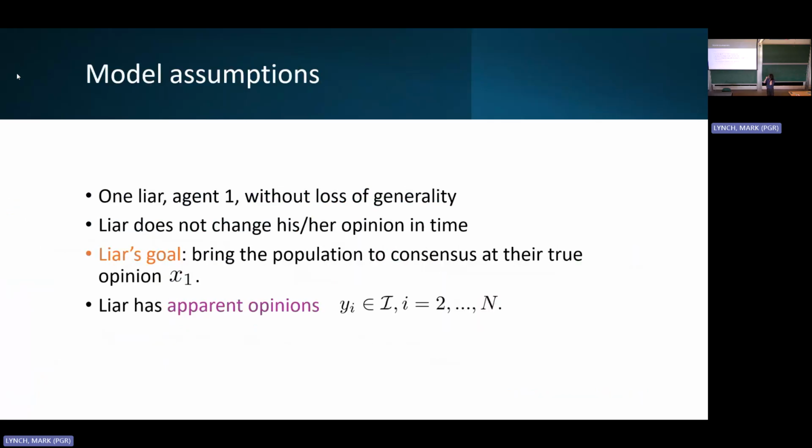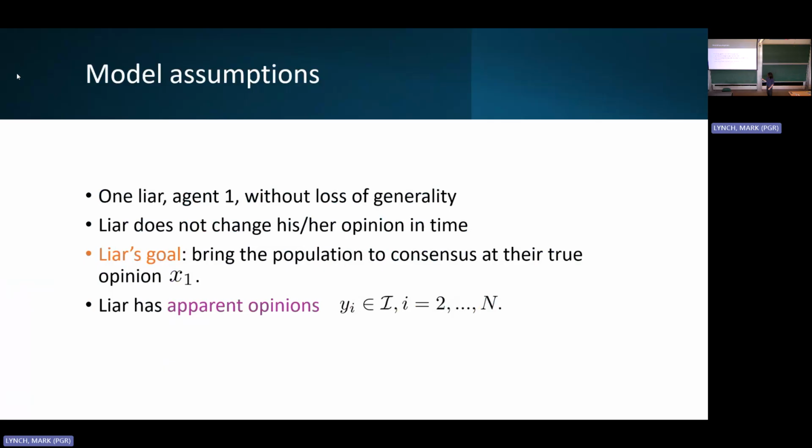So here are the model assumptions for the lies. We're going to assume that there's only one agent lying. I'm going to call it agent 1 because it's easier notationally, and we can do that without loss of generality. I'm going to say that the liar doesn't change his or her opinion in time. Their sole goal is to bring the population to consensus at their true opinion, which is x1, which doesn't change in time. And then the liar has these lies, which we call apparent opinions. So yi here is the lie that our liar tells to agent i. So there are n-1 of these. They tell 1 lie to agent 2, 1 lie to agent 3, etc. And we're going to say that they all have to lie within our -1 to 1 range.